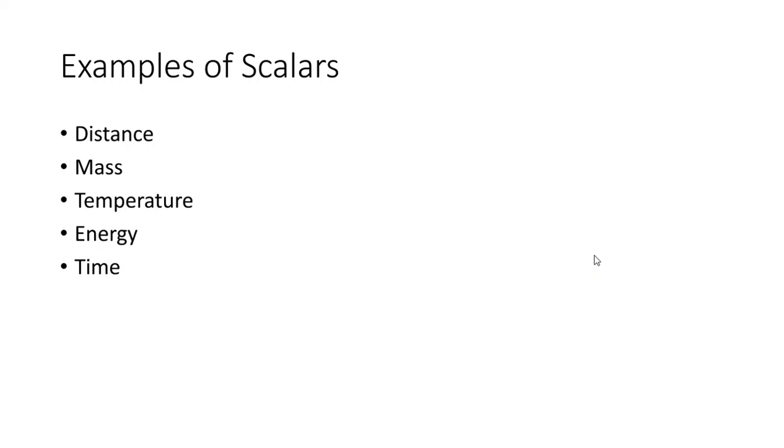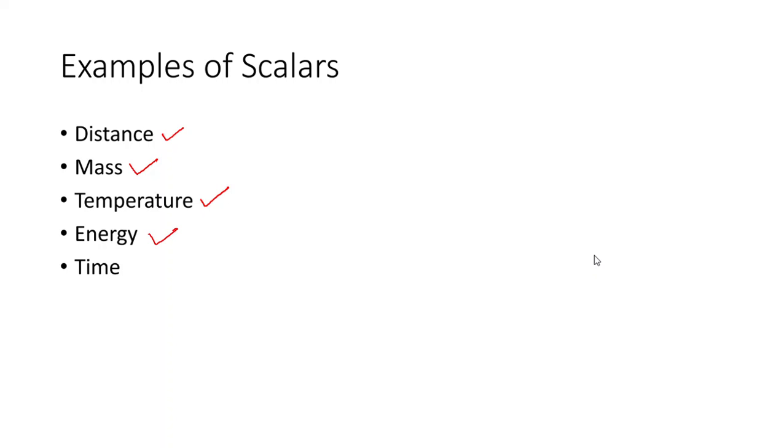Now let us look at some examples of scalars. Distance is a scalar quantity because it does not have any direction. Just as we discussed in the earlier slide, distance has only magnitude. Similarly, mass is also a scalar quantity. It doesn't have any direction. Likewise, temperature. If I say 30 degrees centigrade, does it have any direction? No. It only represents magnitude but not direction.